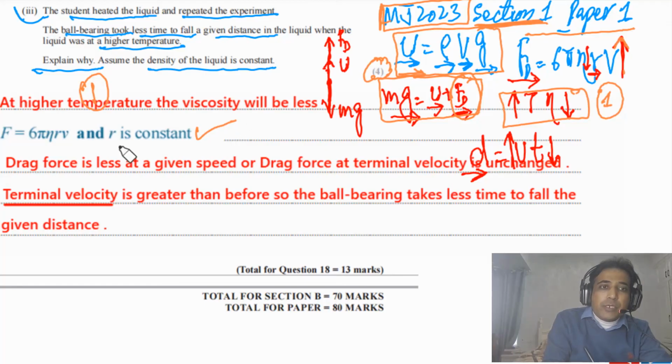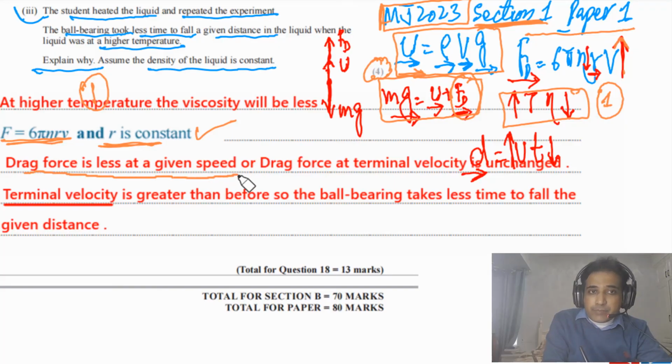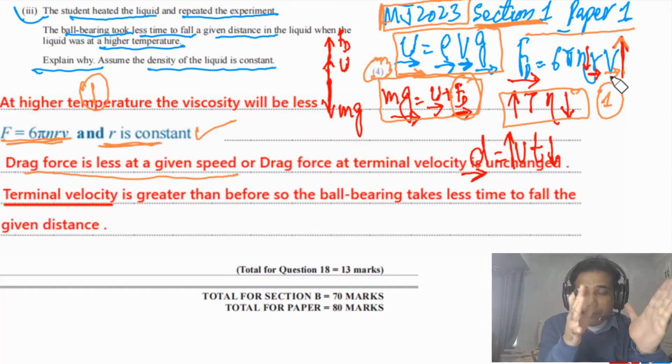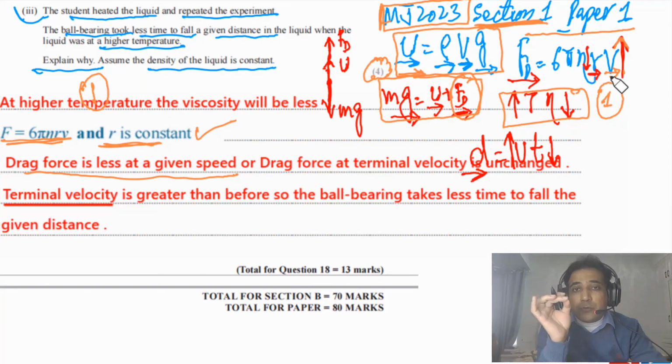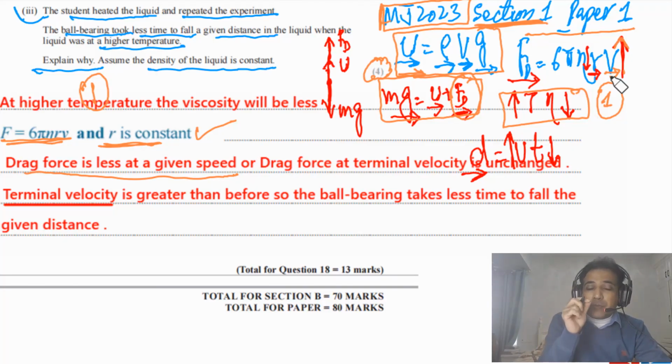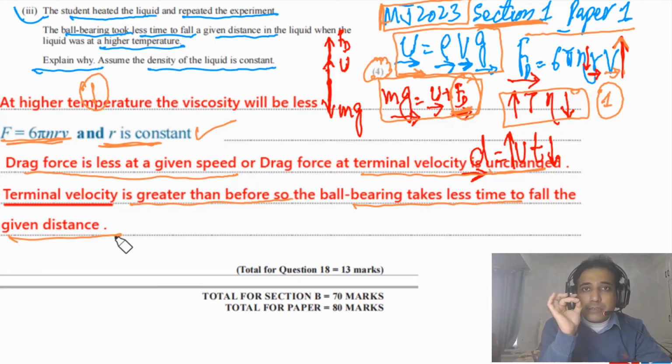This is the second point. You can say r is constant, Fd is equal to this. Drag force is less at a given speed. It means at any given speed, when the temperature is low and when the temperature is higher, drag force will be lower because speed is lower, but terminal velocity will be greater. So drag force at terminal velocity is unchanged, meaning it is constant. Terminal velocity is greater than before, so the ball bearing takes less time to fall the given distance.